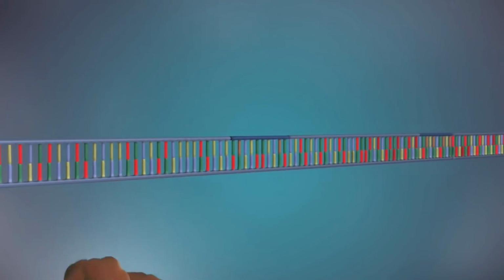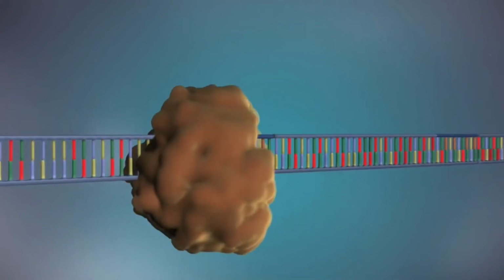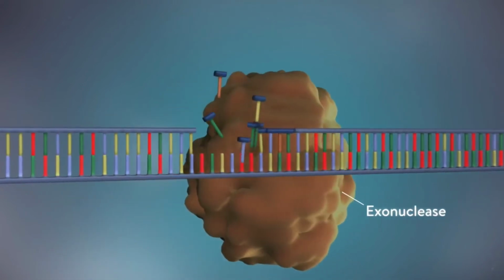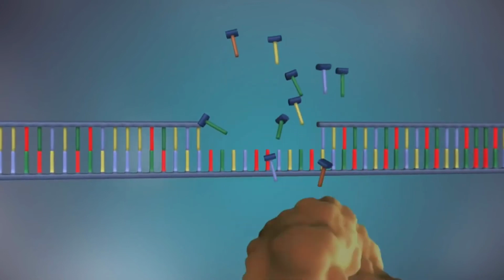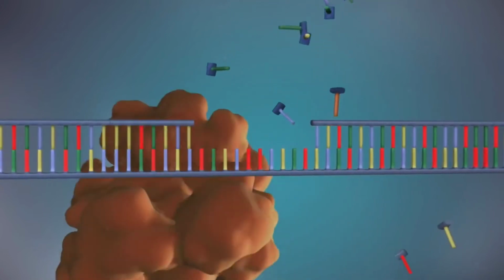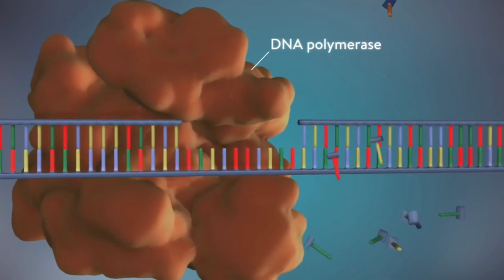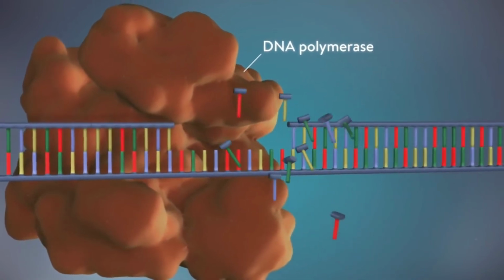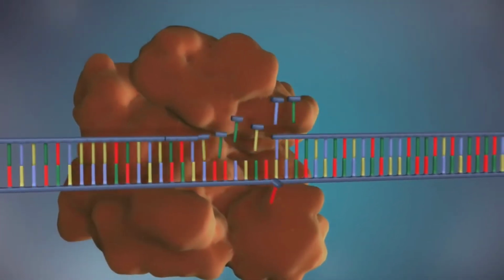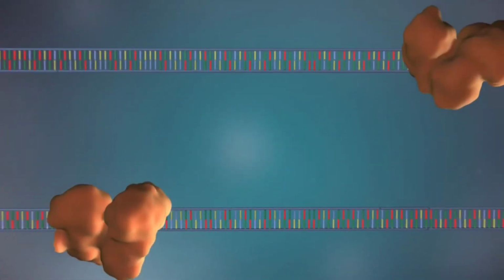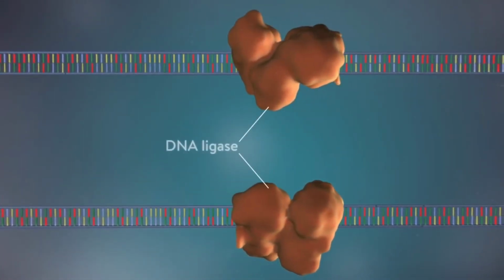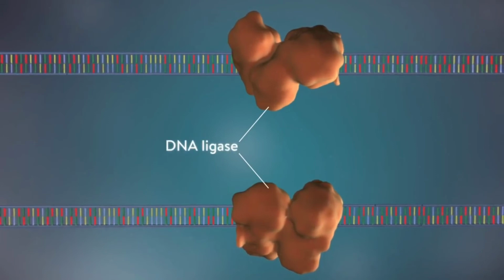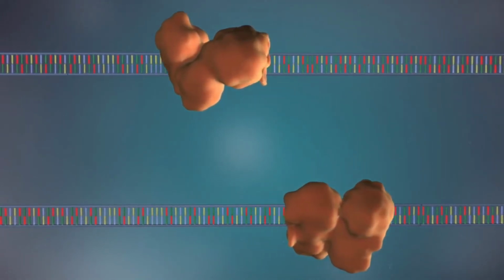Once the new DNA has been made, the enzyme exonuclease removes all the RNA primers from both strands of DNA. Another DNA polymerase enzyme then fills in the gaps that are left behind with DNA. Finally, the enzyme ligase seals up the fragments of DNA in both strands to form a continuous double strand.